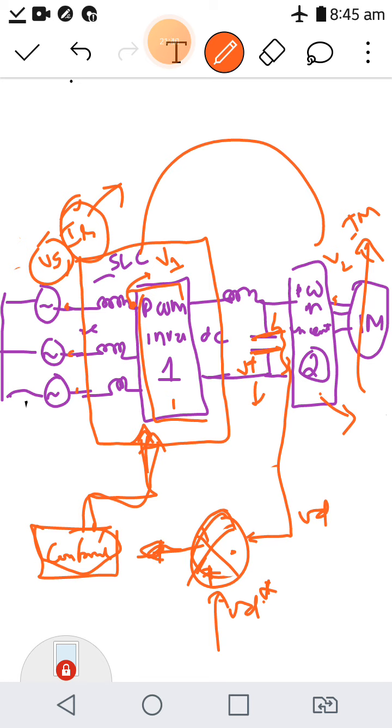So the regenerative braking operation can be like this. You can use an SLC, or you can use a dual converter, or if your input is purely DC, there is no AC at the input side, you can easily feed this power back to the source.